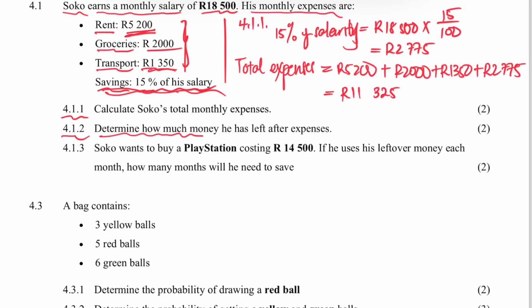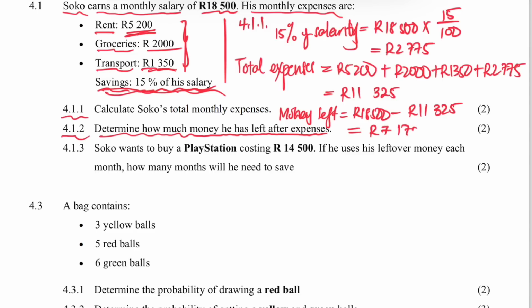4.1.2 says determine how much money he has left after expenses. So the money left, we take his salary, which is 18,500, minus the total expense, which is 11,325. The money that he is left with is 7,175 every month.